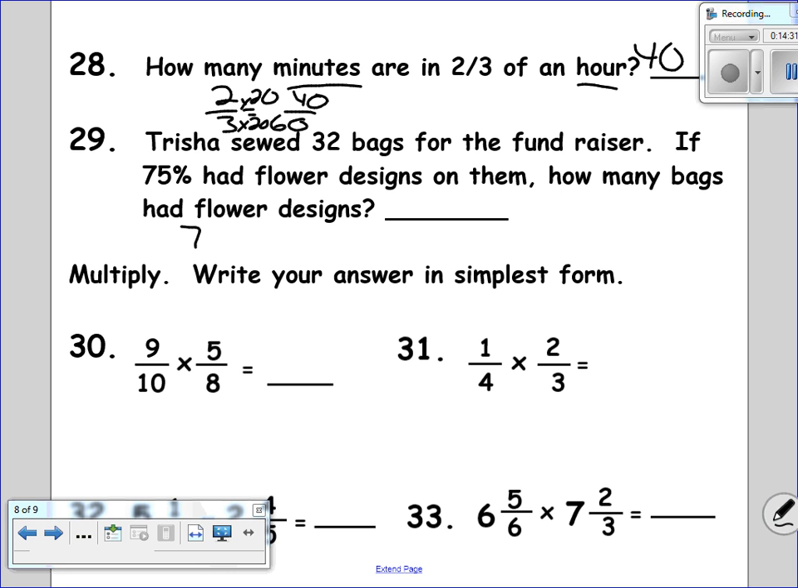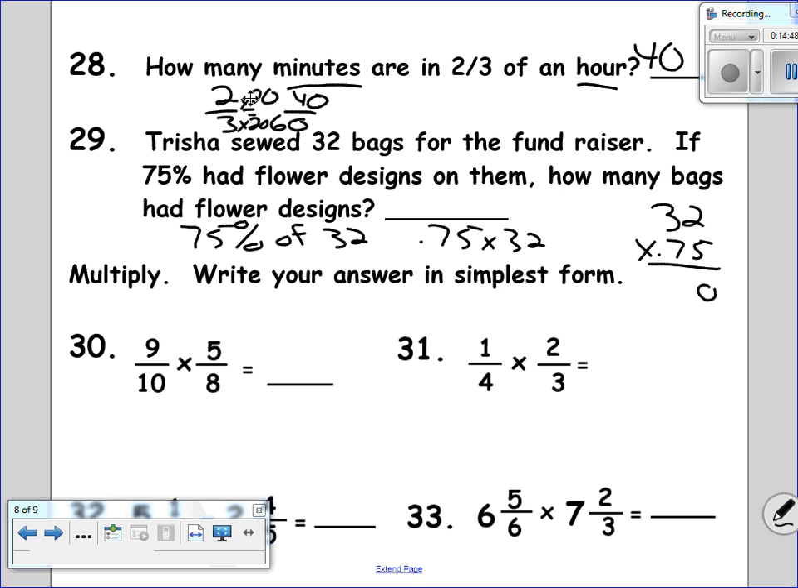So we're doing 75% of 32. Ding, ding, ding. How do we do this? 75% is 0.75 times 32. We've been doing this multiple times. We're going to go 32 times 0.75. We're going to multiply across.